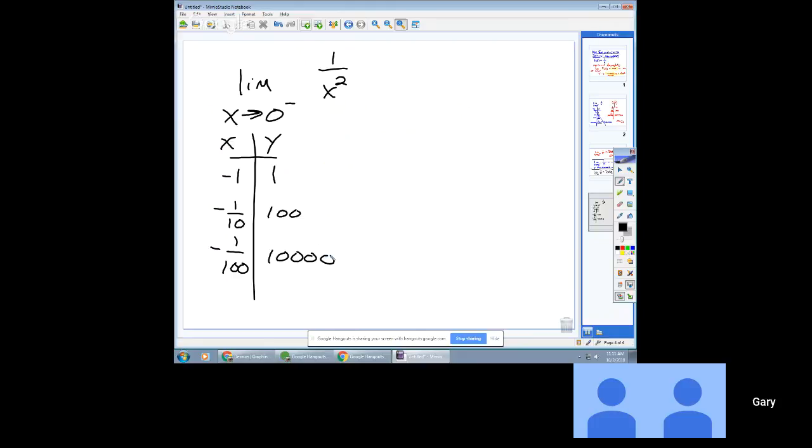So I plugged in a couple of numbers, -1, -1/10, -1/100th, and 1 over x squared said, okay, the y value would be 1, then 100, then 10,000. What does it look like happening here on the left side? It looks like it's increasing without bound, right? So increasing forever, that's what infinity means in this case.